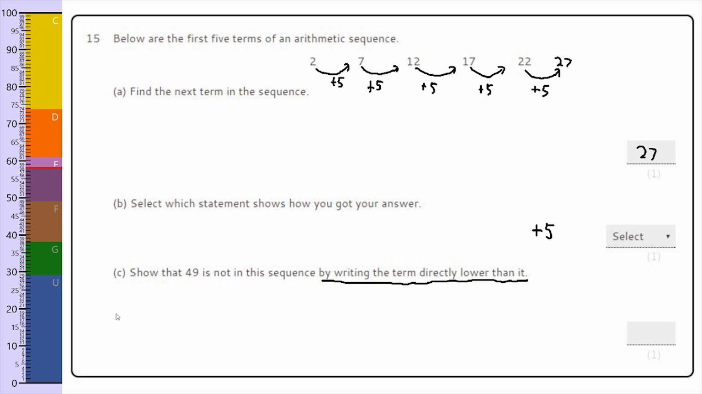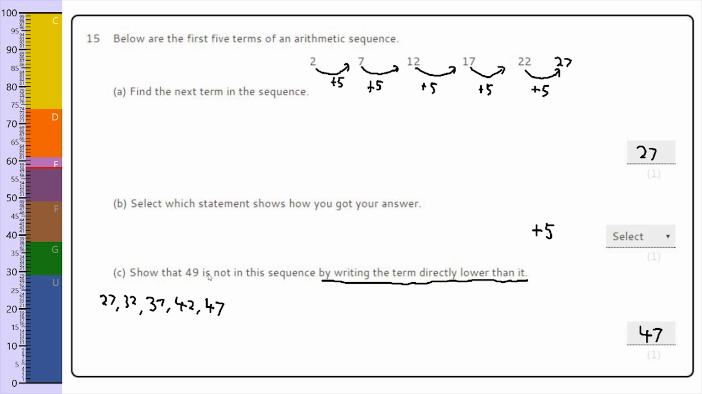What you could do is just keep adding 5, so 27 plus 5 would equal 32, plus 5 would equal 37, plus 5 would equal 42, plus 5 will equal 47. Okay, loads of different ways of doing that, but in the exam, as long as you write down the fact that normally if you find the one below it and it's not 5 away from it, that's proof enough, and that's absolutely fine. You could do this algebraically.